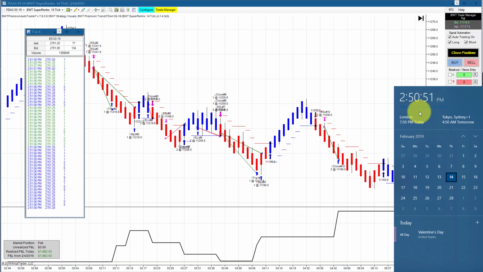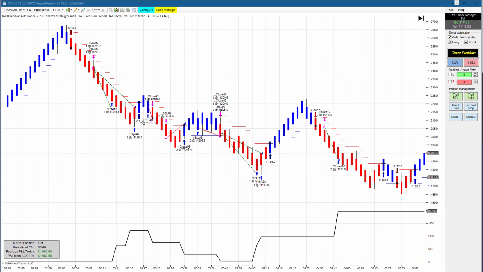You can see my computer clock on my right with the date and time, and on my left you can see the time and sales, the Emini S&P currently trading at 27.51. It's a pretty good day for the Autotrader today.